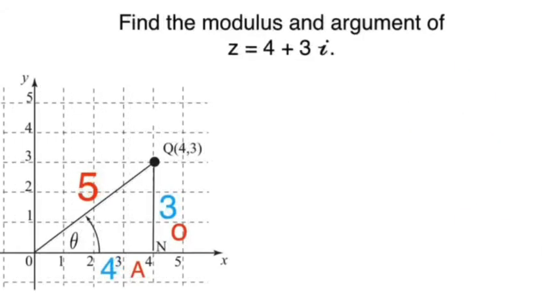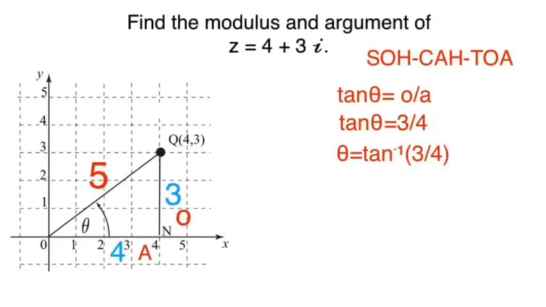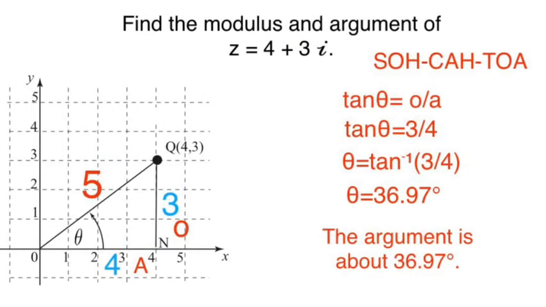Now we're going to solve for the argument of this complex number. You can use tangent equals opposite over adjacent to solve for the angle. You plug in the values and solve for theta. You can do this by solving for the inverse, and the number that you get is the argument of this complex number.